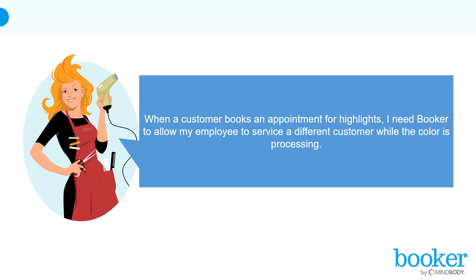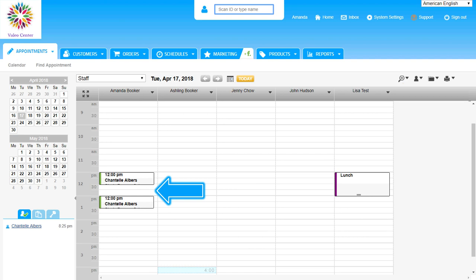Our final customer case for the day is regarding processing time. When a customer books an appointment for highlights, I need Booker to allow my employee to service a different customer while the color is processing. Processing time is space on the calendar in the middle of any service that requires a wait period.